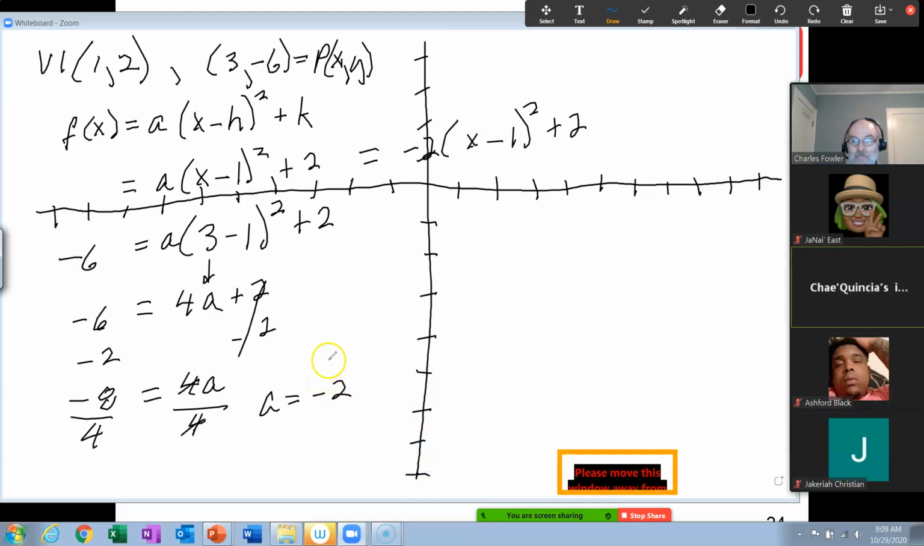Okay. Now we know the vertex is 1, 2. It would be right about there. There's your vertex. And we know it has the point 3, negative 6 on it. There's 1, 2, 3, negative 6. Let me do it this way. 1, 2, 3, 4, 5, 6. Go across here 3 spaces, and it looks like it's about there.